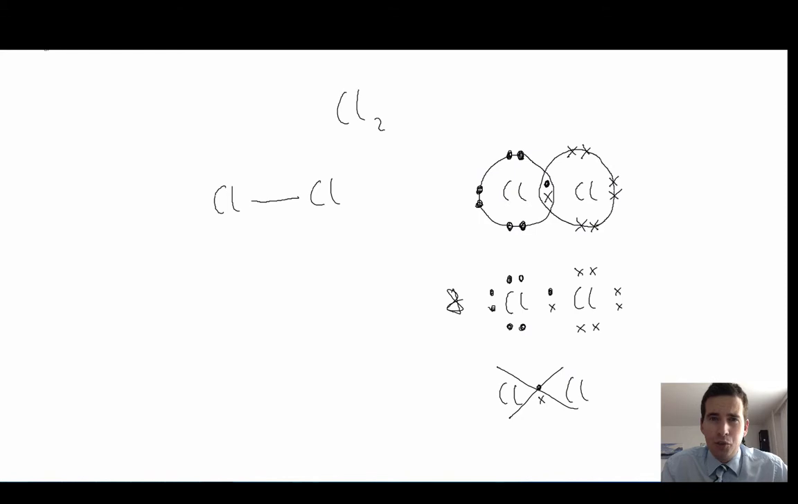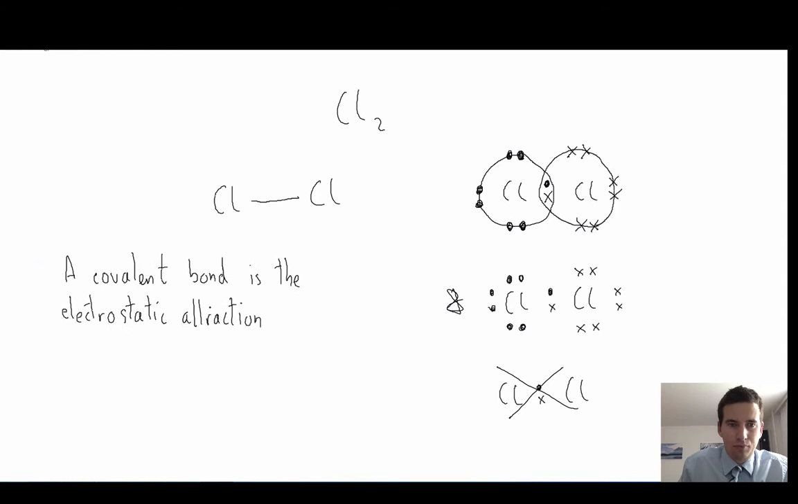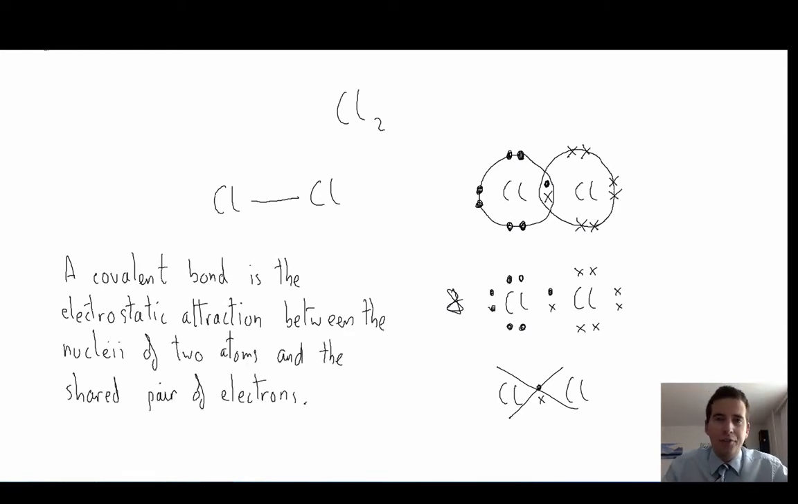At GCSE, you would probably have gotten away with saying it's a shared pair of electrons. At AS level, you won't get away with that. The definition is a little bit more complicated. A covalent bond is the electrostatic attraction. Remember, this is just the attraction between something positive and something negative. The electrostatic attraction between the nuclei of two atoms, nuclei being the plural of nucleus, and the shared pair of electrons. So it's the attraction between the positive nuclei of the atoms and the negative shared electrons.